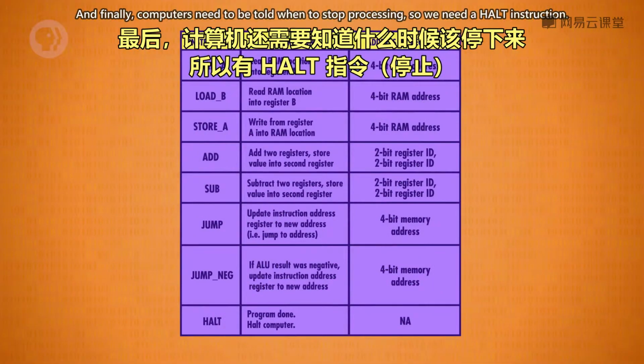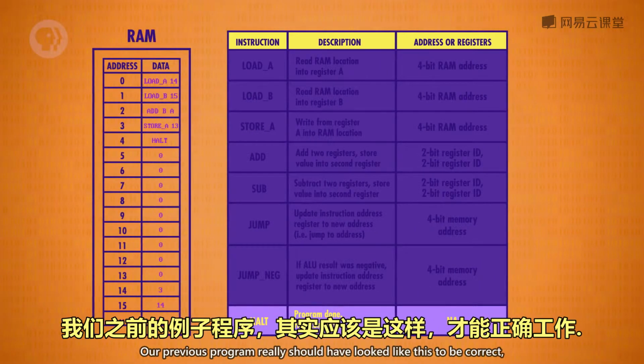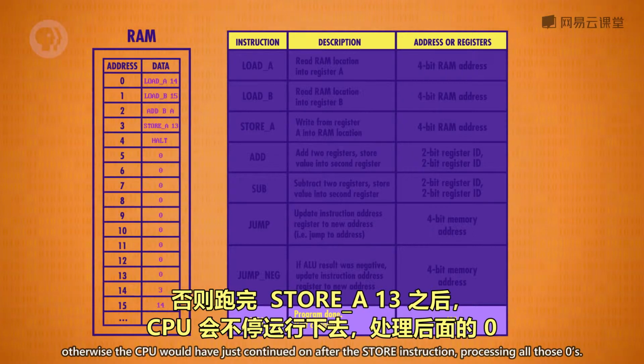And finally, computers need to be told when to stop processing, so we need a halt instruction. Our previous program really should have looked like this to be correct. Otherwise, the CPU would have just continued on after the store instruction, processing all those zeros.